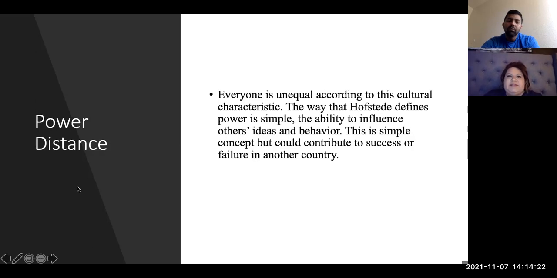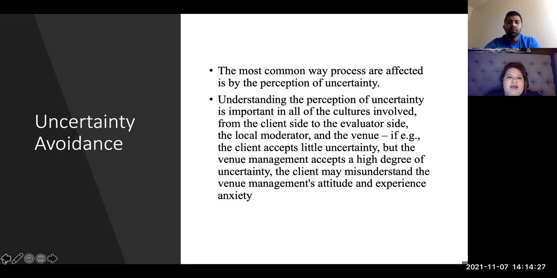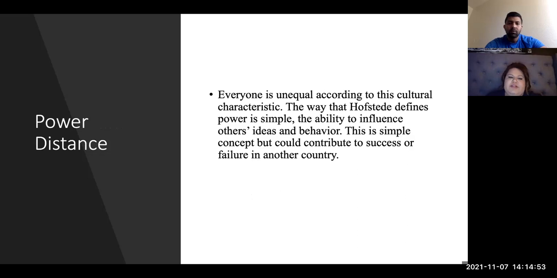Another example I wanted to give for uncertainty is a client from a high uncertainty avoidance culture, who may expect a project to need more formal documentation and more structure than a moderator from a low uncertainty avoidance culture can deliver. So they don't have the ability to make sure that this project has the formal documentation.